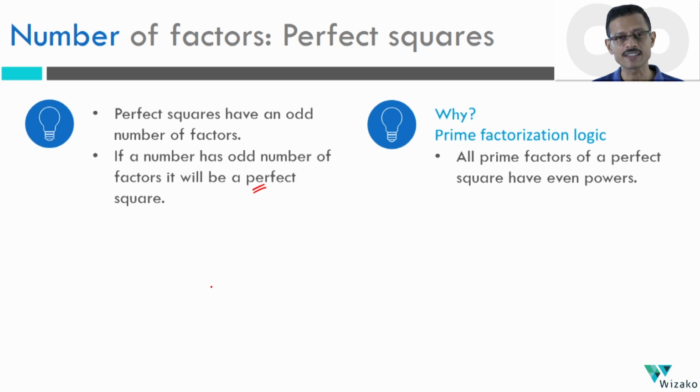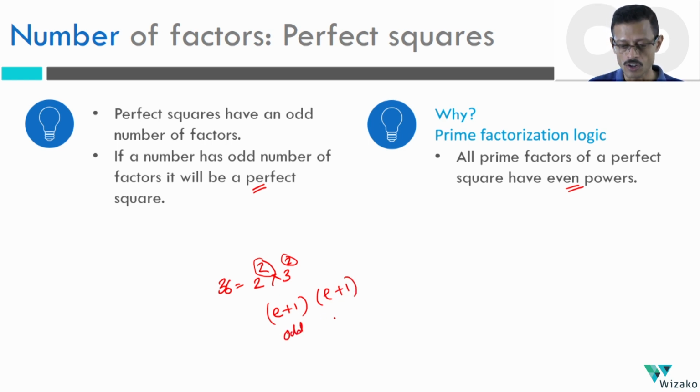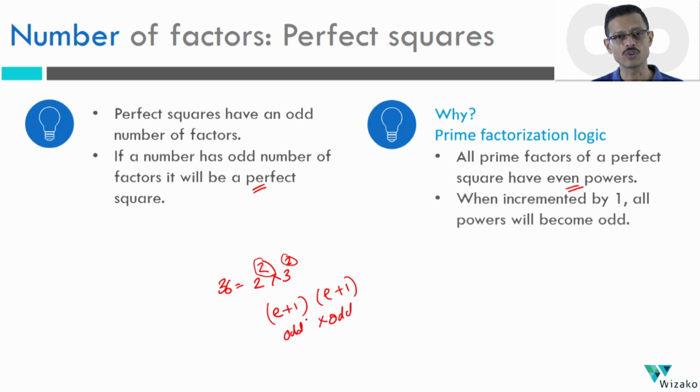Right? What did we say prime factors of perfect squares will be? The powers of prime factors of perfect squares will all be even. Just take this 36 itself. 36 is 2 square into 3 square. How do we compute the number of factors? We incremented these. So I'm going to increment an even number by 1 and I'm going to increment another even number by 1. Even number plus 1 is going to be odd. So odd into odd has to be odd, which is why the number of factors for a perfect square is always odd. When incremented by 1, even powers will become odd. The product of odd numbers is always odd.